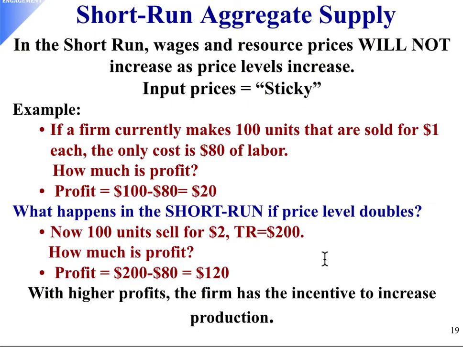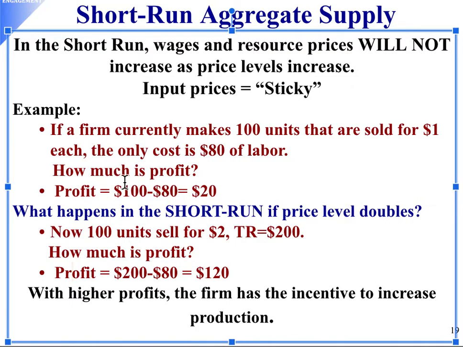In the short run, what we see is that wages and resource prices are not increasing with price levels; they're sticky. For example, firms always want to see how much profit they can make, so we're always comparing the total revenue and the total cost. If a firm currently makes 100 units that are sold for $1, we multiply that quantity times that price to find total revenue, and the only cost is $80 of labor. How much is profit? It's the total revenue minus the total cost, so we have $20 in profit.